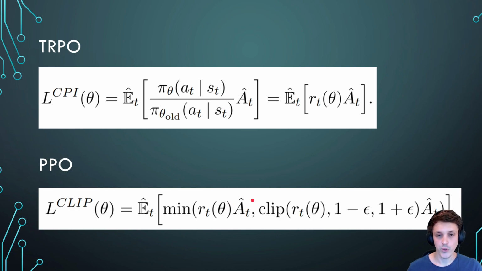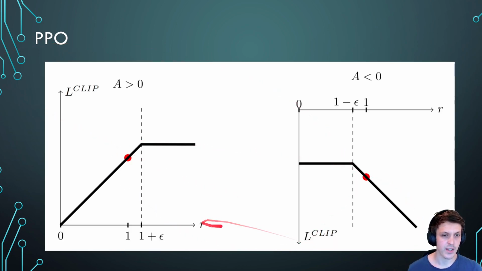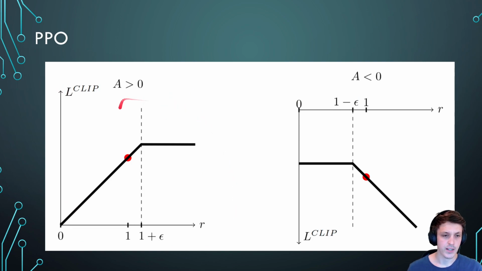So there's sort of two cases where the objective sort of flips. And to see how that happens, look at these graphs here. In the first case, let's consider that the advantage is positive. If the advantage is positive, then we want to increase the probability of the action that we took. If we increase the probability, then that ratio is going to increase as well.